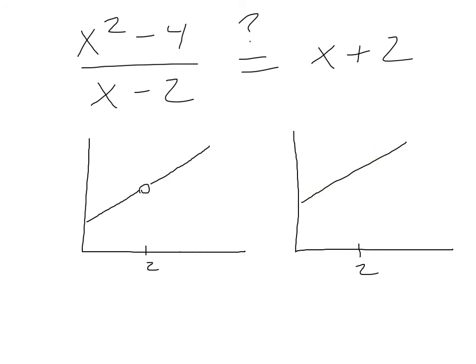Notice that a mathematician would not accept this claim that this equation is equal to this equation at x equals 2. That's just wrong. It's not right. These equations are equal for all values except for x equals 2. That's mathematically certain, right?